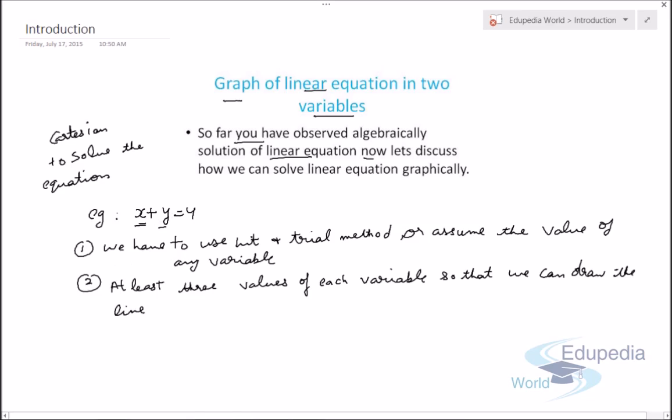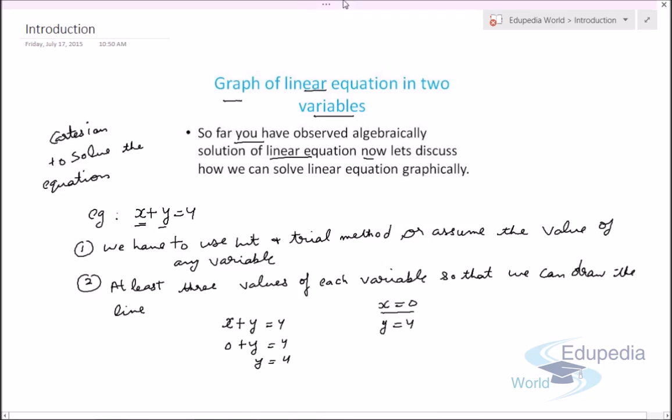First step is we have to use hit and trial method or assume the value of any variable. Suppose we have an equation x plus y equals to 4. Now let's take x equals to 0. So from the corresponding taking the value of x, what we get the value of y is, we get y the value of 4. So we got our first value. If we assume x equals to 0, we'll get y as 4.